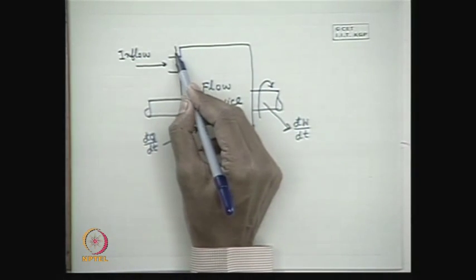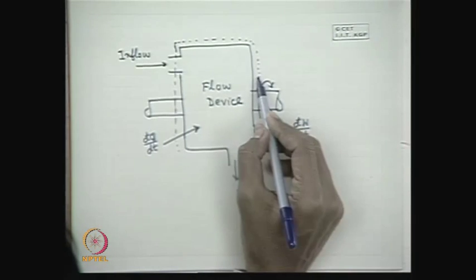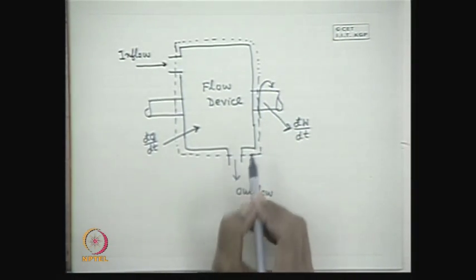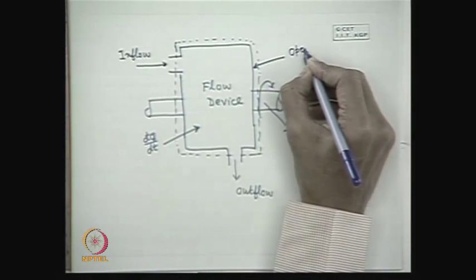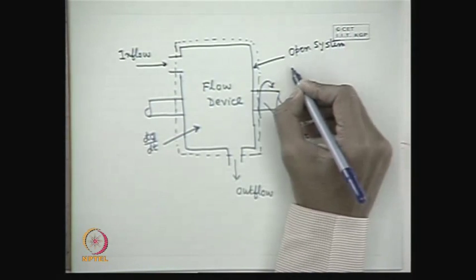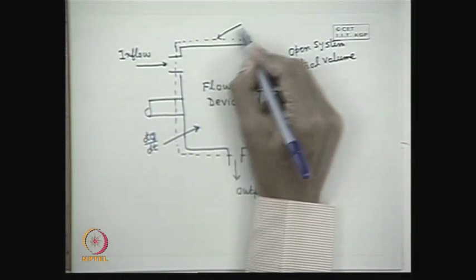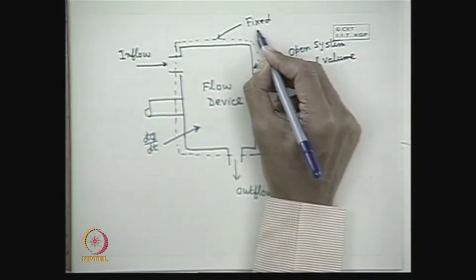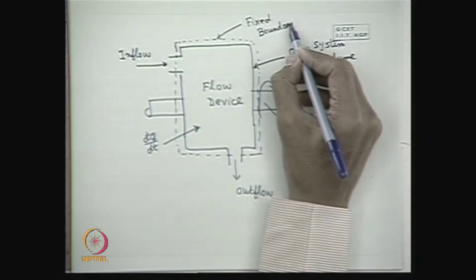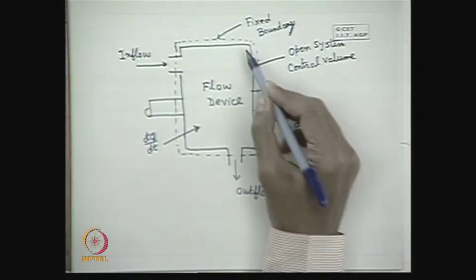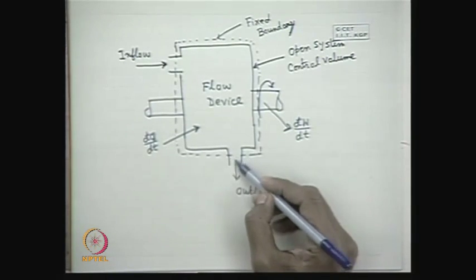In fact, we consider a boundary circumscribing this flow device this way. If we consider a boundary this way, the system within this fixed boundary is known as an open system or a control volume, which is characterized by this fixed boundary. As I have already told you, an open system is a control volume system, or simply a control volume, where the system is characterized by the fixed boundary, and across which mass transfer takes place. There is continuous inflow of fluid and continuous outflow of fluid.